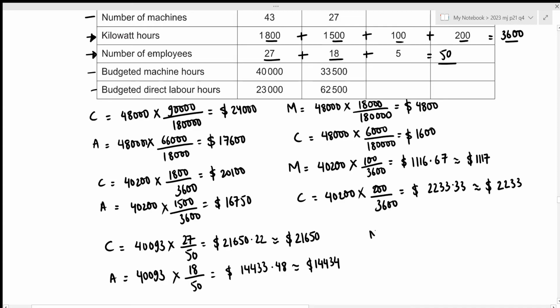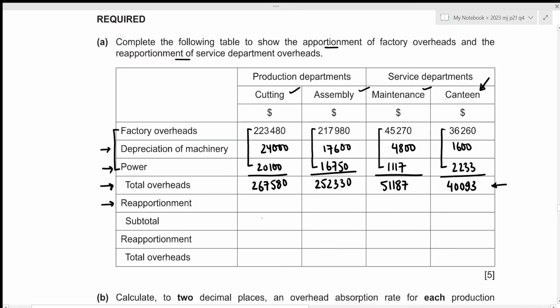Now for maintenance department, that's going to be 40,093 multiplied by 5 out of 50. And this results in the value of 4,009.3. Again, we can round it off, so that will be 4,009. Let's write down these three amounts. So for cutting department, we figured it out to be 21,650. For assembly, it was 14,434. And for our maintenance, it was 4,009.